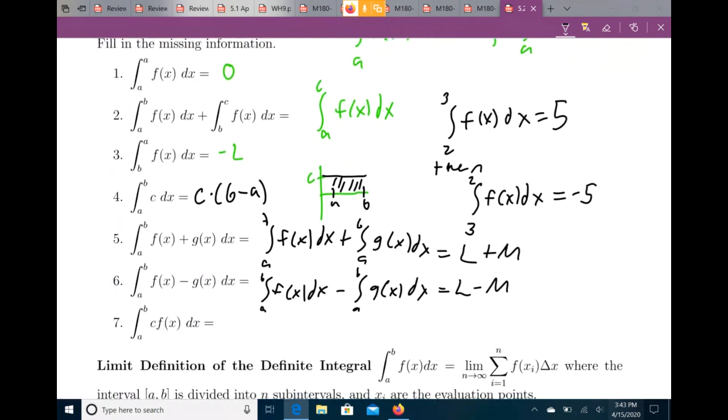Okay, and then finally, we also sort of saw an example of this. If I multiply a function by a constant, it's the same thing as if I just took the integral otherwise and multiplied by the same constant. So you can basically pull constants outside of integrals.